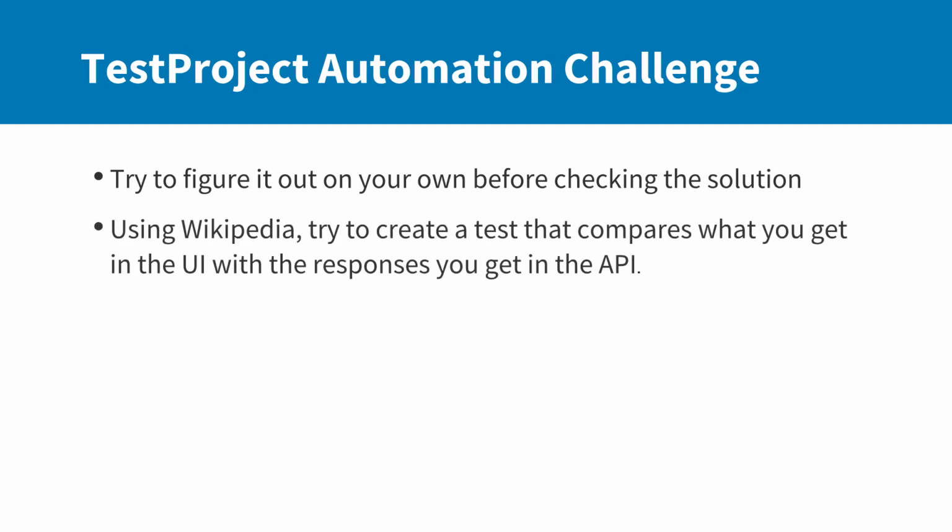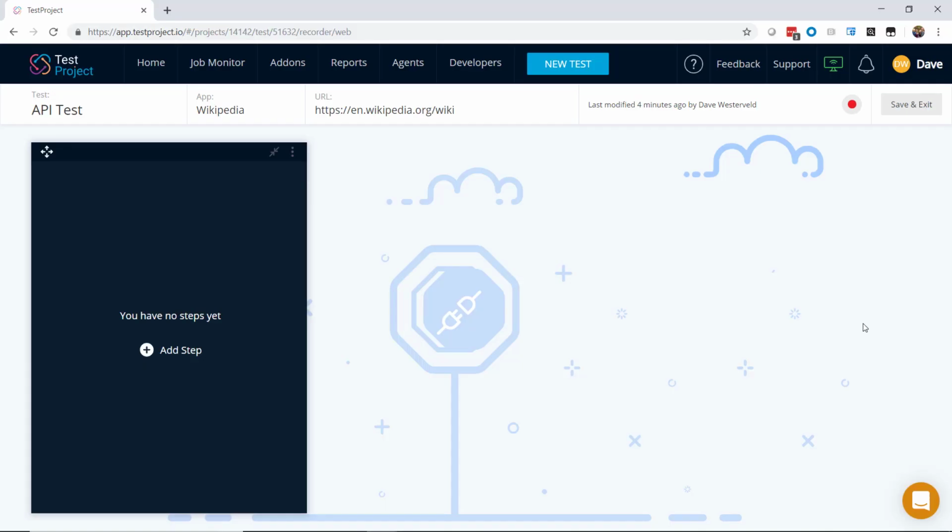So here's the challenge. Using Wikipedia, try to create a test that compares what you get in the UI with the responses that you get in the API. Now to help you get started with this, let's take a look at two tests. The first one will get API responses, and the second one will get the text from the page through the UI. So let's start with the API test.